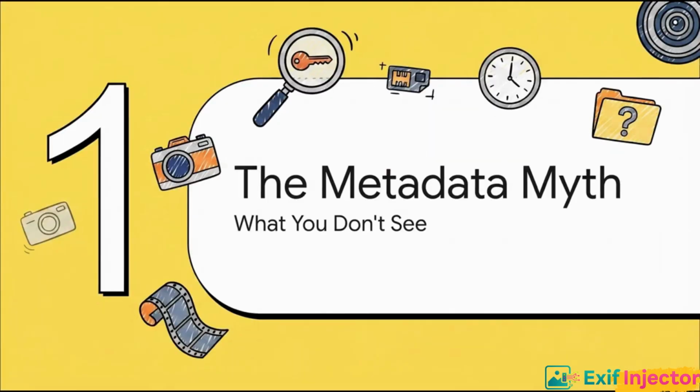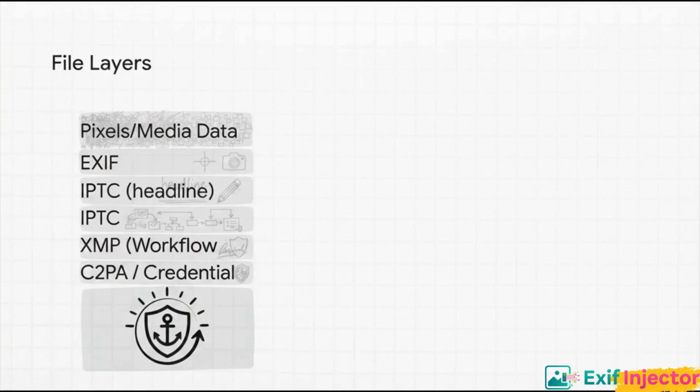Okay, section 1, the metadata myth, and what you don't see. I really want you to think of a digital file like a multi-layered cake. The pixels, the actual image you're looking at on your screen, that's just the frosting on top. Beneath that surface, we have traditional Exif data holding your camera and GPS info. Then there's IPTC for editorial and copyright stuff, and XMP for workflow data. But if we look even deeper, now we have C2PA content credentials, which are signed provenance records. And beneath even that, we've got durable signals like invisible watermarks. The crazy part is traditional Exif cleaners are literally only slicing off one layer of this cake.